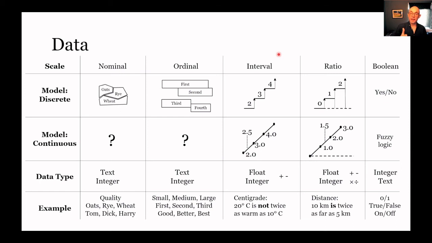We can move along it in these steps, and each step is the same distance, but we are limited in the mathematical operators that we can perform on it. In the interval scale, we can move along that line in even steps. We can add and subtract, but what we cannot do is multiply. As I said, 20 degrees is not twice as warm as 10 degrees centigrade, whereas we can take 10 Kelvin and multiply that by 2, and we get to 20 Kelvin, and that's a meaningful operation.